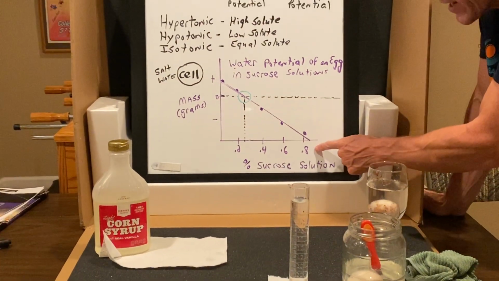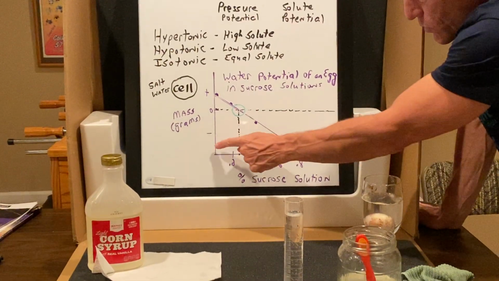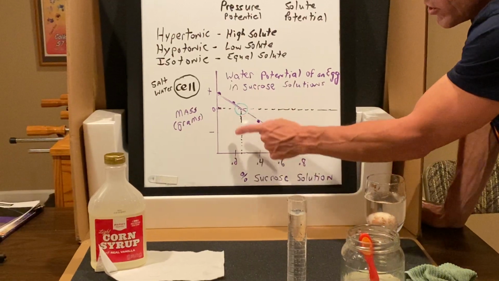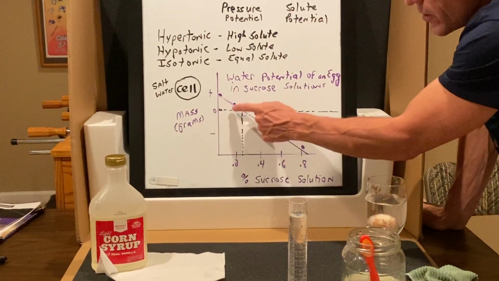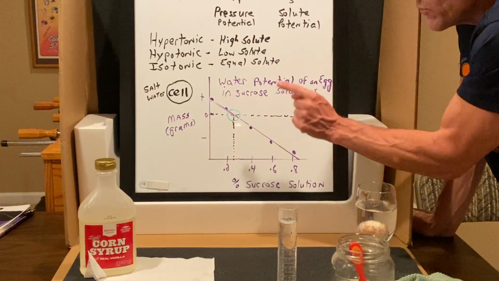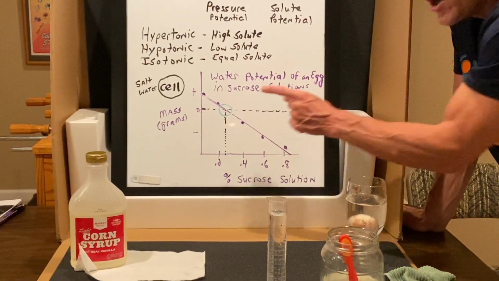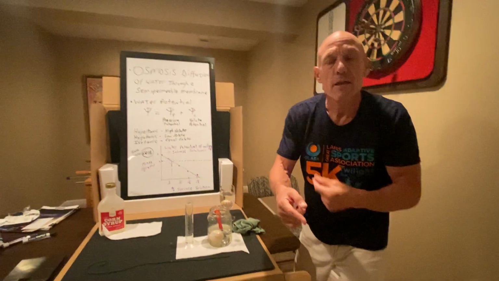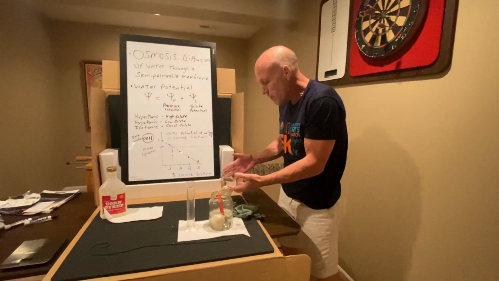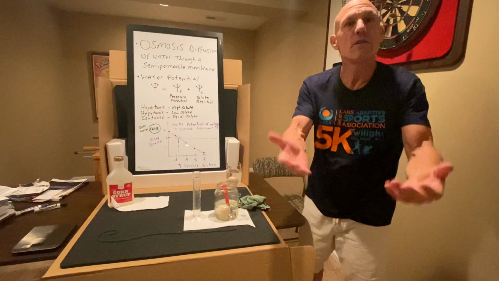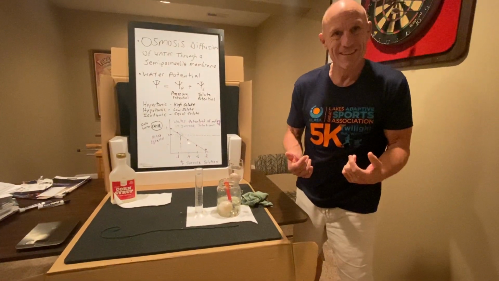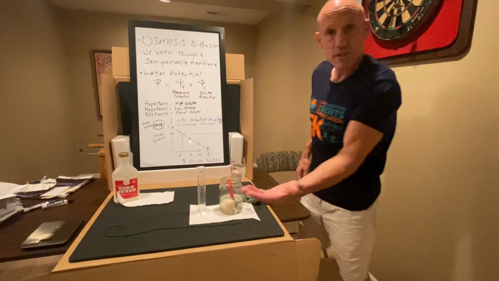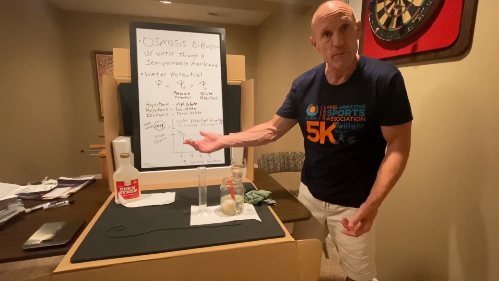Now, I'm here at 0.8, and if you'll notice, my egg lost a lot of mass, right? But if I put it in 0.2, right here, it gained mass. What I'm looking for is the sweet spot. Right where every water molecule that enters, one will leave. I want the solute concentration of the egg to be equal to the environment, right? And we call that isotonic, when the solute on the inside is equal to the solute on the outside.